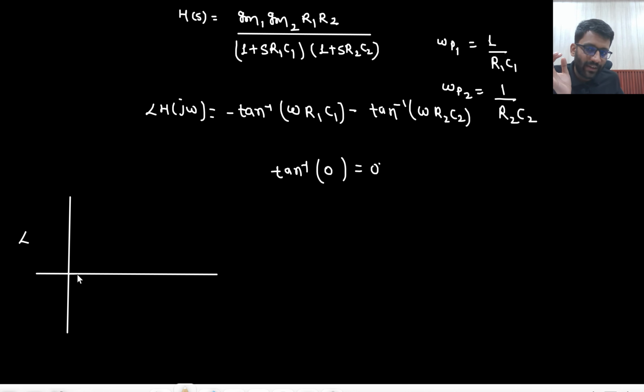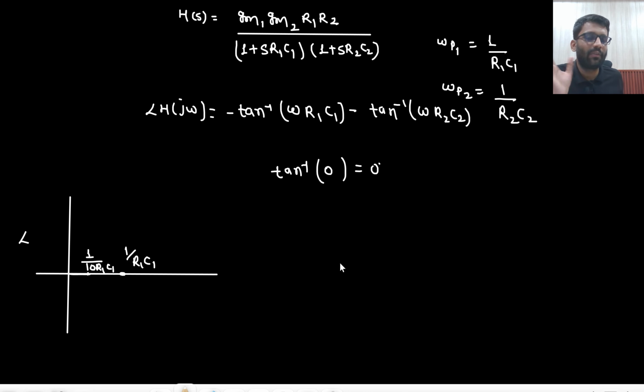So ten times lesser than 1 by R1 C1. 1 by R1 C1 will be your pole. So ten times lesser than this, that means 1 by ten R1 C1. At that time, till this time, you can take your phase to be 0, because these values will be lesser than 1 by ten R1 C1. So till that time, you can take your phase to be 0 degree.